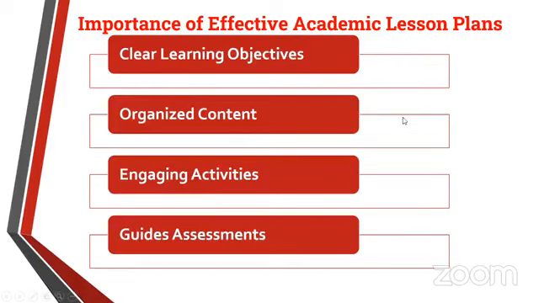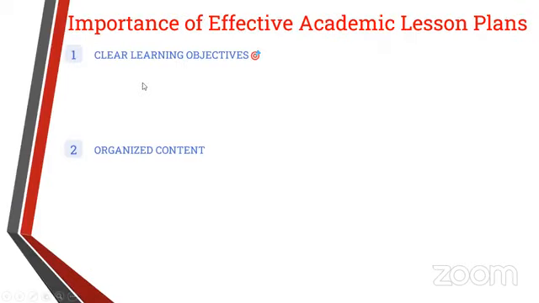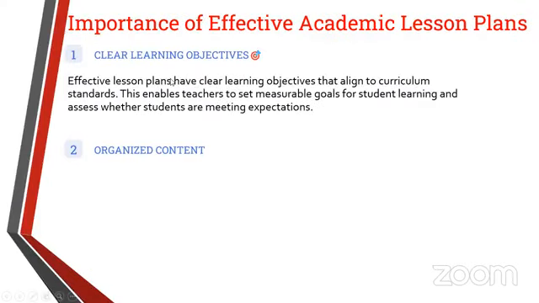By moving first to clear learning objectives, as I have mentioned, when you are talking about clear learning objectives, it means that you are talking about objectives that align with the curriculum. Okay, so this enables the teacher to have measurable goals where she can make sure that the students have understood what the teacher wants.